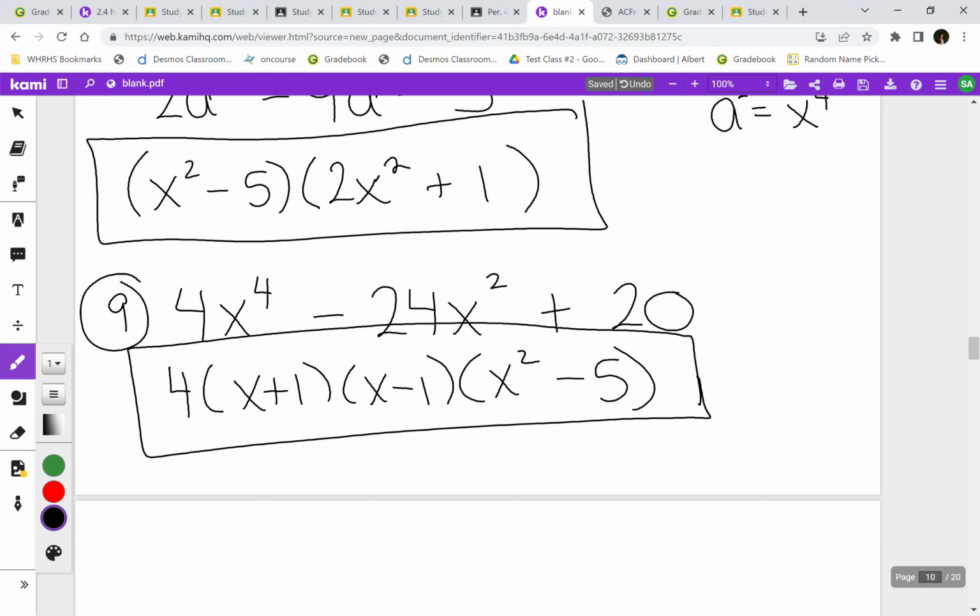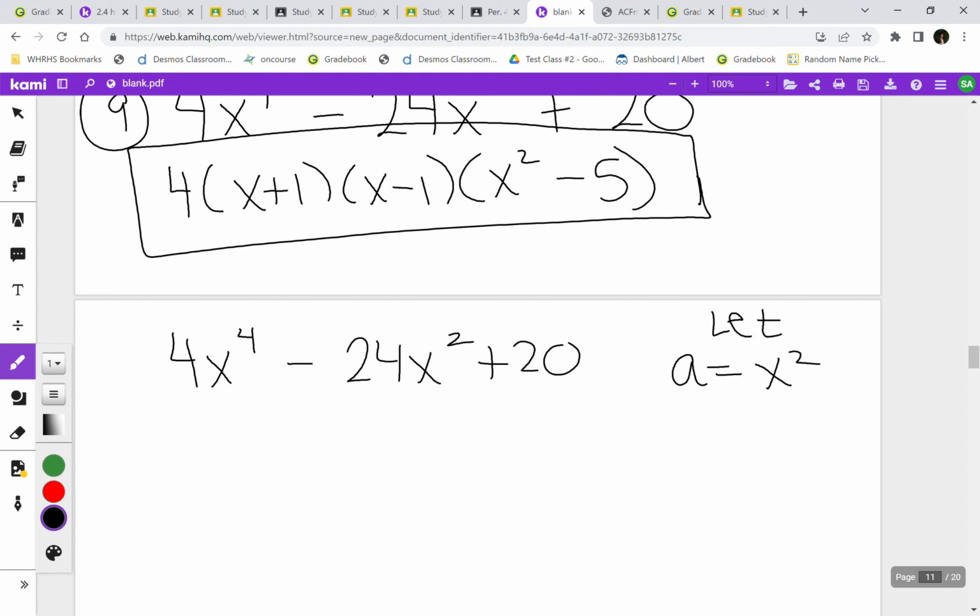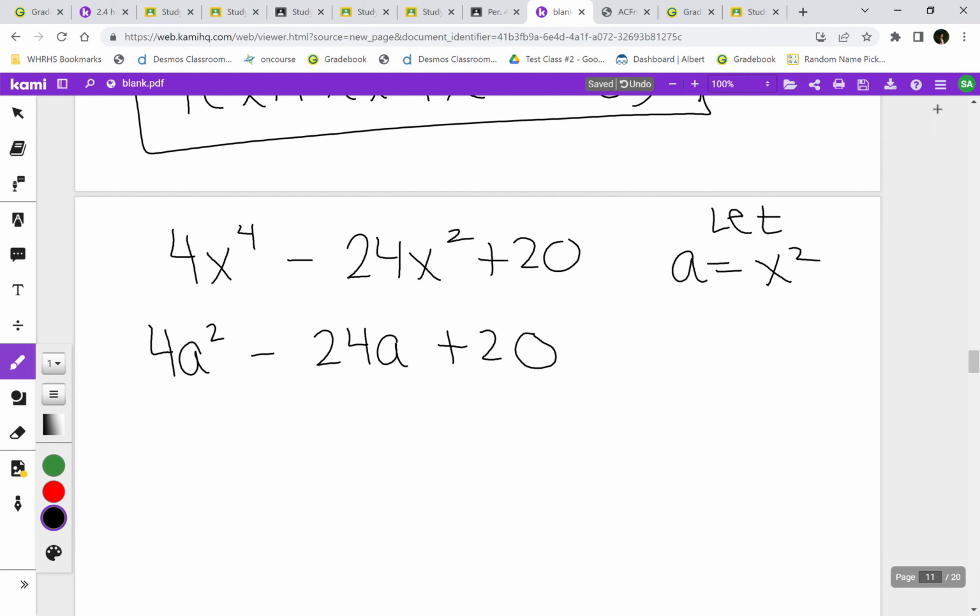All right, let's do this. So we have 4x to the 4th minus 24x squared plus 20. So I'm going to use substitution. I'm going to let a equal x to the 2nd, the smaller variable in exponent. So we're going to have 4a squared minus 24a plus 20. Then I'm going to pull out a GCF of 4. You pull out your GCF, we're at a squared minus 6a plus 5.